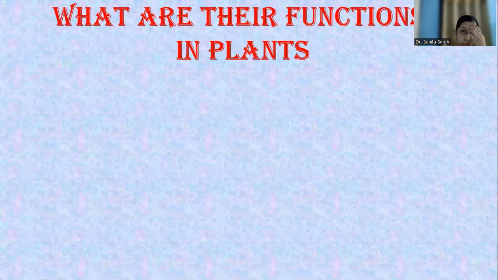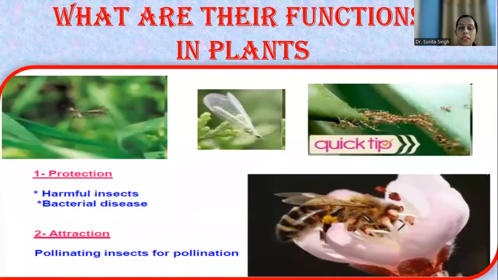If we talk about their function in plants, basically they are for protection purposes, or we can say they are used in a defense mechanism, which involves harming the insects that cause harm to the plants. They also have antibacterial or antimicrobial properties, which help save the plant from various diseases. They also act as attractants, which help in pollinating insects for pollination.